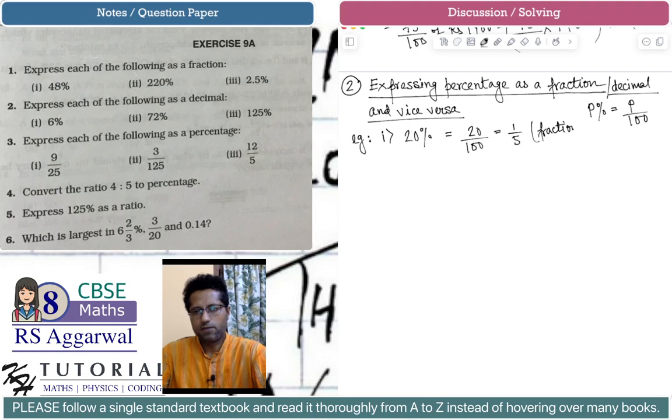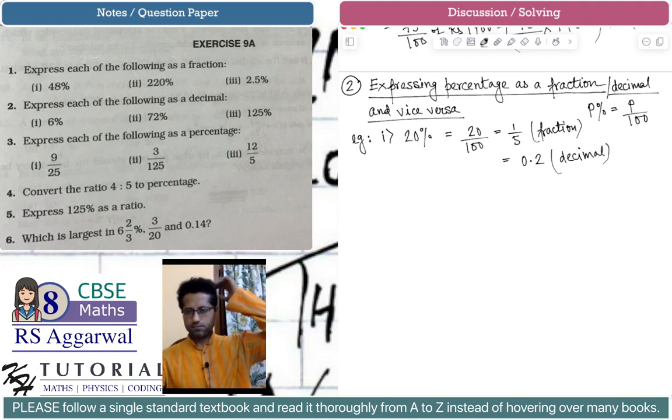Now if you want to express 20% as a decimal, then you just have to convert the fraction 1 by 5 as a decimal, and that will be 0.2. So this is the decimal equivalent of 20%. So 20% expressed as a fraction is 1 by 5, and 20% expressed as a decimal is 0.2.